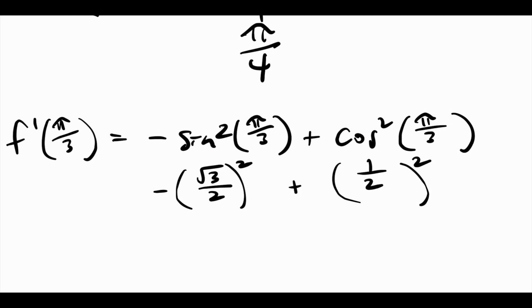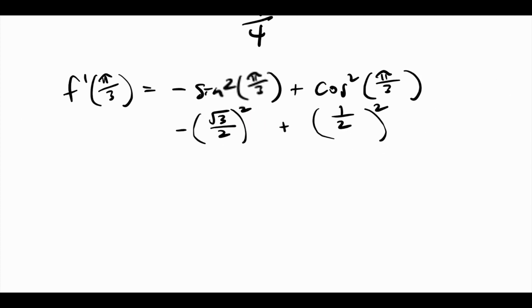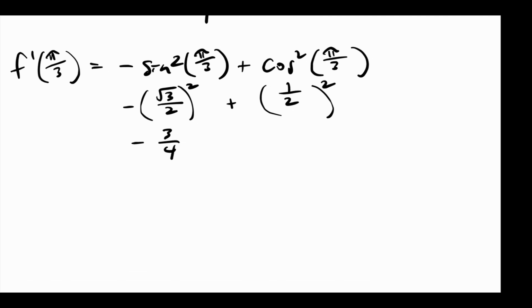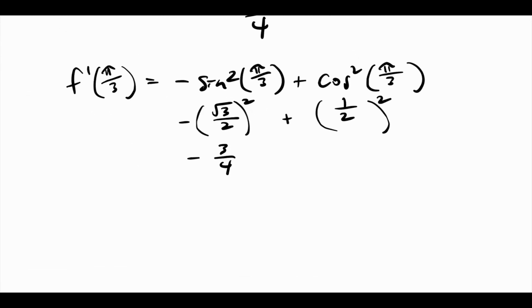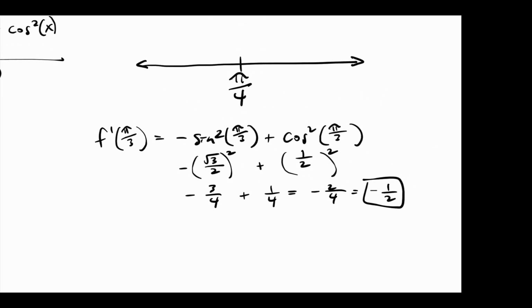So when I square the square root of 3 over 2, I get 3 over 4. But then there's a negative in front, so it's negative 3 over 4. Okay. Square 1/2, and I get 1/4. Add them together, I get negative 2 over 4, which is equal to negative 1/2. That's a negative number. So negatives over here.